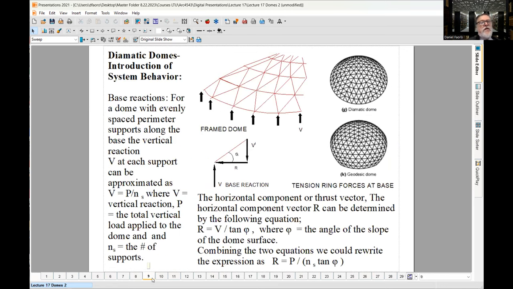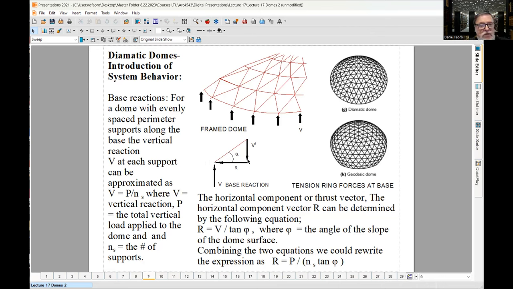So dymatic domes, an introduction to system behavior: what do they look like? A couple of examples of the dymatic dome are on the upper right-hand side, and you can see basic forms or shapes here, a geodesic dome here. If we look at a dome coming down to the reaction points on the ground, the red lines represent the dome shape. The vertical line represents the reaction at the ground from the gravity loads downward. But this element is at an angle, so it's got a lateral thrust force outward. It's also, of course, got its gravity load.